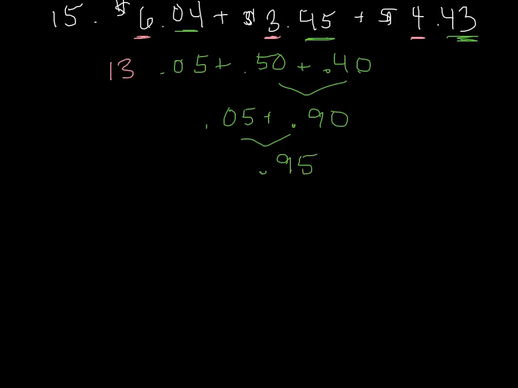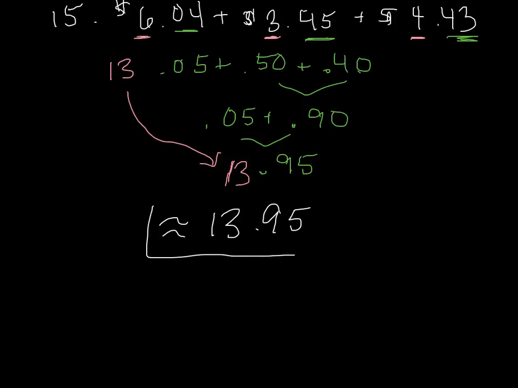95/100. Then I just need to bring down my 13 because I didn't have any whole numbers this time. So my answer would be 13 and 95/100. Do my little squiggly lines, which means about 13 and 95/100. So again, this is just rounding your whole numbers and rounding the numbers after the decimal point and then adding them together at the end.